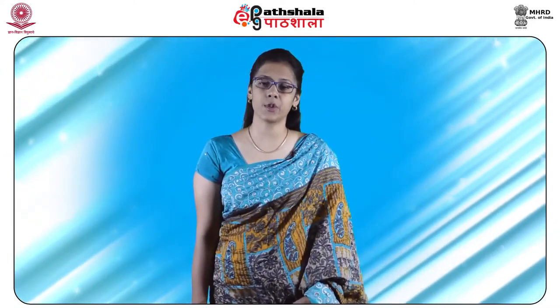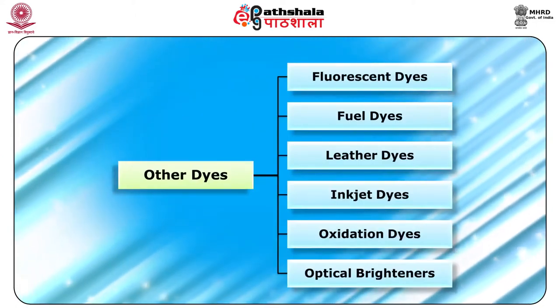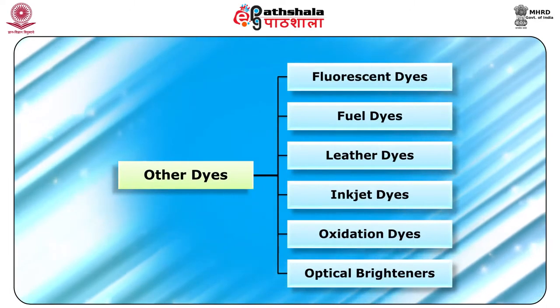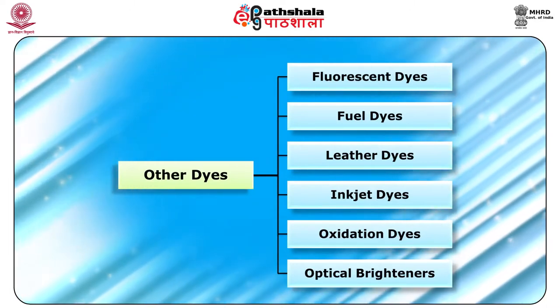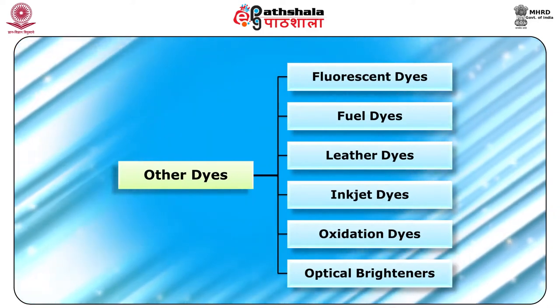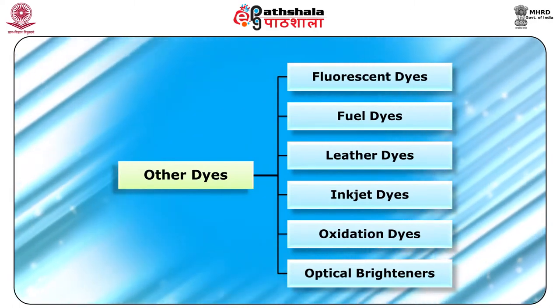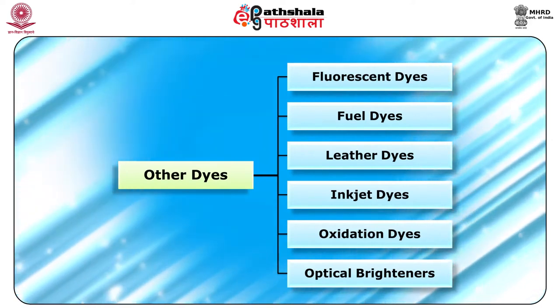Next is aniline dye. Chemically, these dyes are obtained from aniline or from other derivatives of coal tar. The principal use of aniline in the dye industry is as a precursor to indigo, the blue of blue jeans. Varieties of other dyes are also available, including fluorescent dyes. These dyes are for application in sports goods. Fuel dyes are used in fuels, leather dyes are used for leathers, inkjet dyes are used in the writing industry, oxidation dyes are used mainly for hair, and optical brighteners are used primarily for textile fibers and papers.